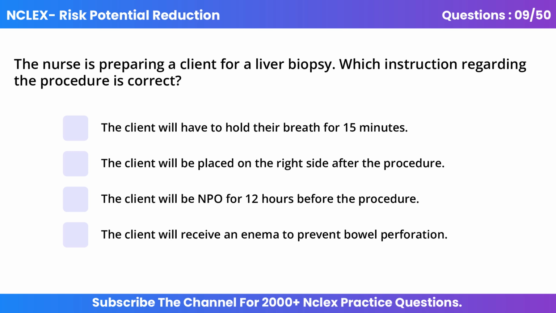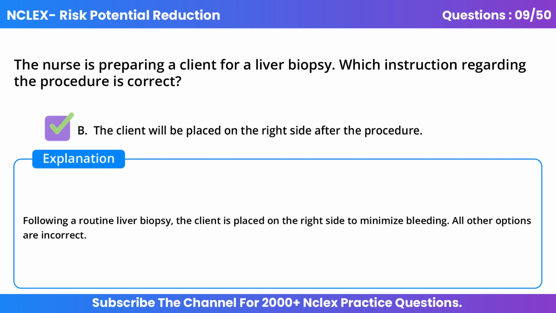Question 9. The nurse is preparing a client for a liver biopsy. Which instruction regarding the procedure is correct? B. The client will be placed on the right side after the procedure. Following a routine liver biopsy, the client is placed on the right side to minimize bleeding. All other options are incorrect.